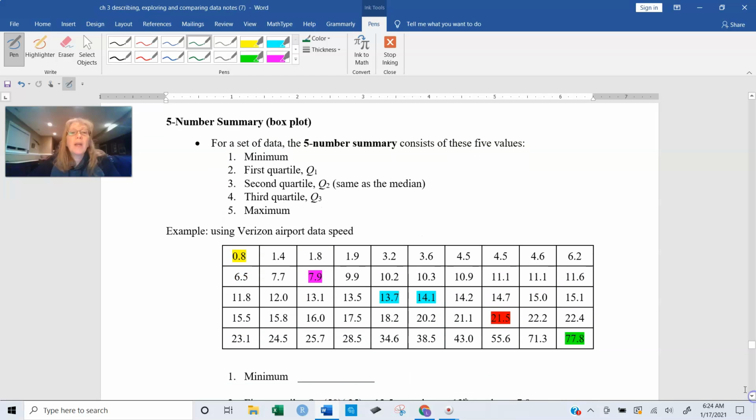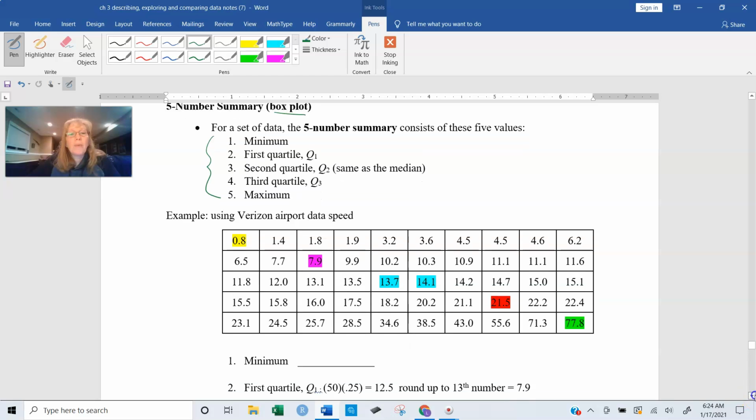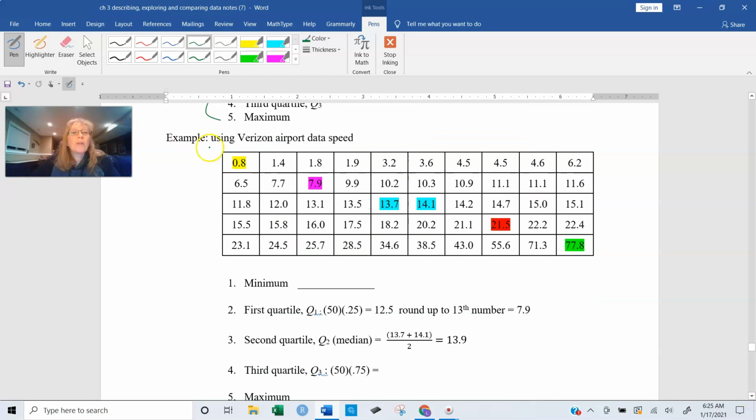I have to create a 5-number summary for a box plot. These are the 5 data values I need. So the first thing we need to find is the min. I've already got them in order for us. So the min is the smallest number on our chart, or the 0.8. Next easiest one to find is the max, or the largest number. So that's the 77.8. Now we have to calculate our quartiles.